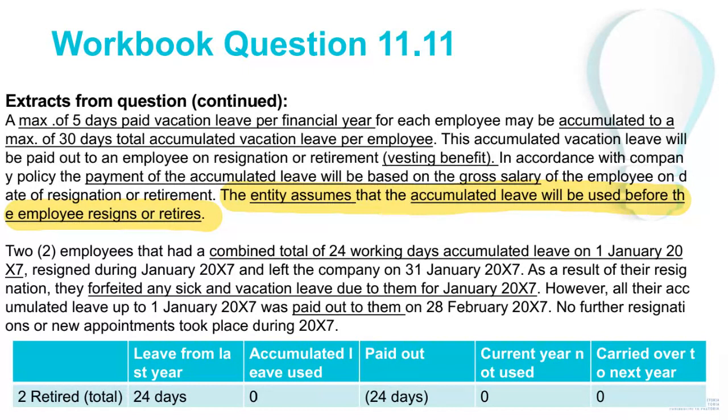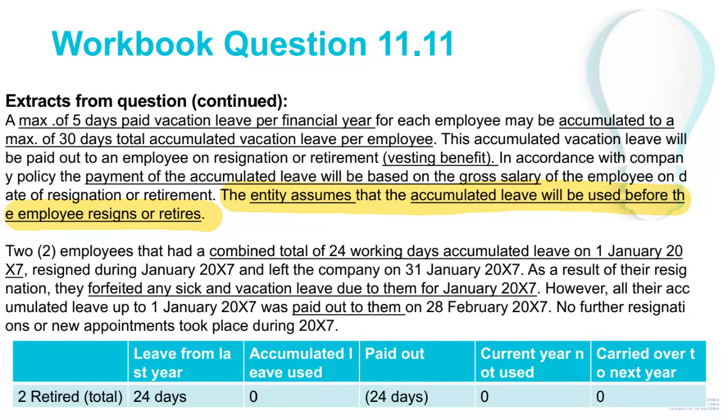So the statement goes on to read, these two employees resigned during January 2017. So would we have known that they were going to resign in the opening balance, which was raised on 31 December? No, we wouldn't have known, because they only resigned in January. It says they left the company on 31 January 2017.